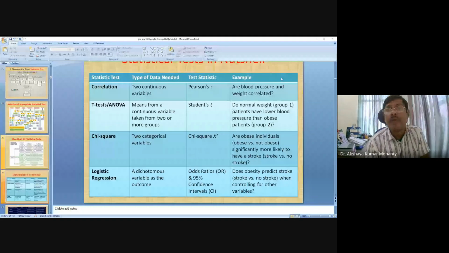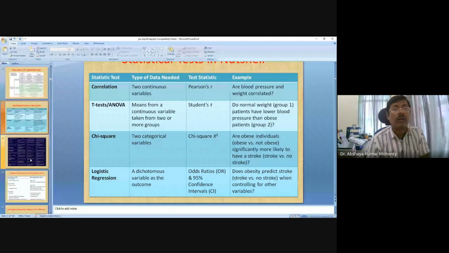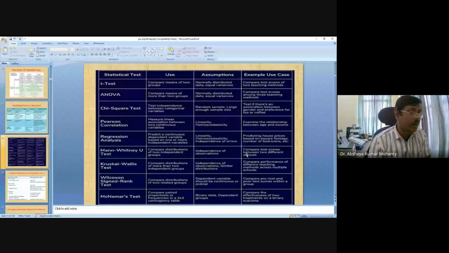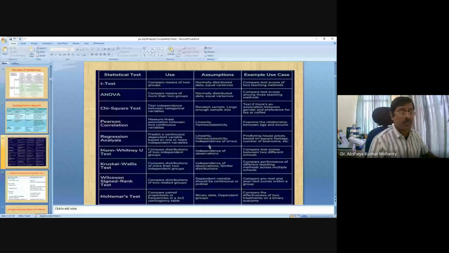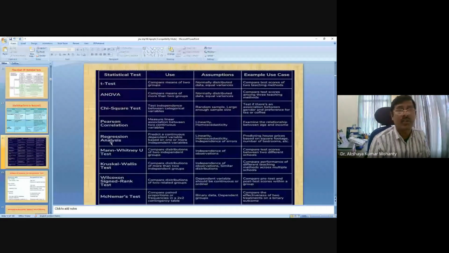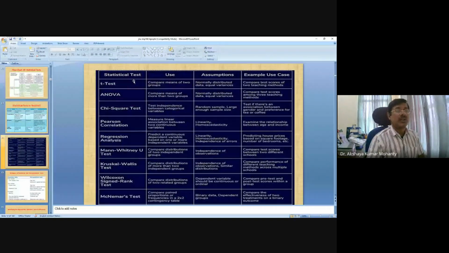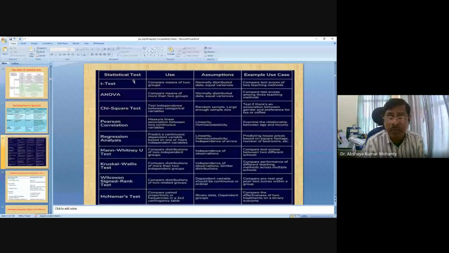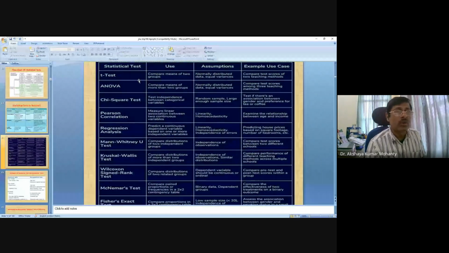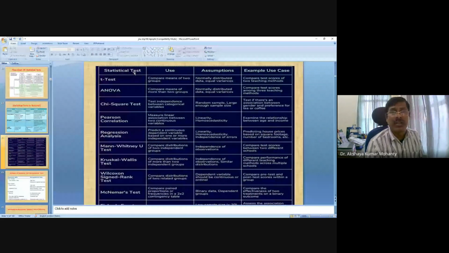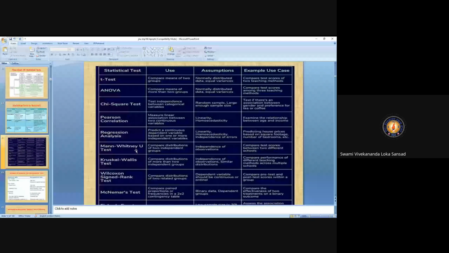So now we will go to the next one. I think in your concepts, most of the things we have finished. So now this is the statistical test. Another one is the example use case and assumptions, use, and statistical test. So this also I have prepared. This is the statistical test: t-test, ANOVA, chi-square test, Pearson correlation, regression analysis, Mann-Whitney, Kruskal-Wallis.